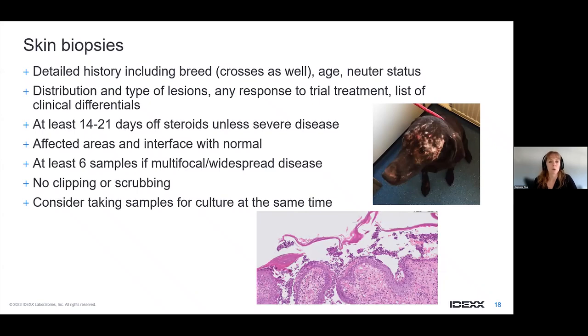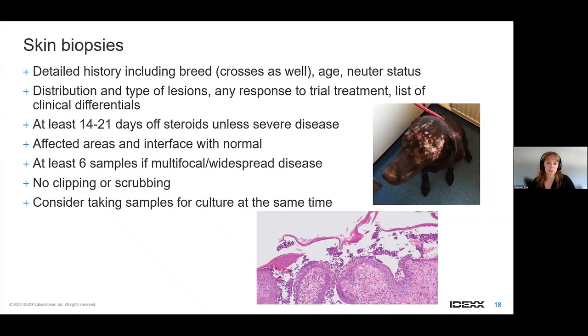Skin biopsies are one of the cases where we really rely on a lot of clinical information. So whatever you can put down on the submission form is much appreciated. That means information about the animal, including the breed. Often we see crossbreed on the submission form, which I know you can't always tell, but if you can tell a crossbreed of what, that might also be helpful.